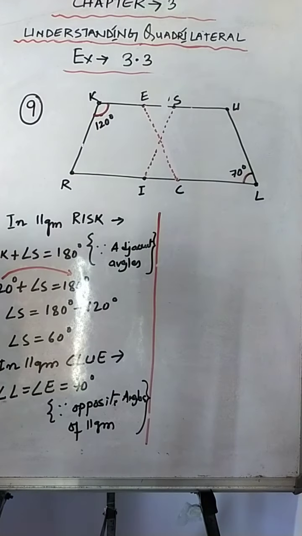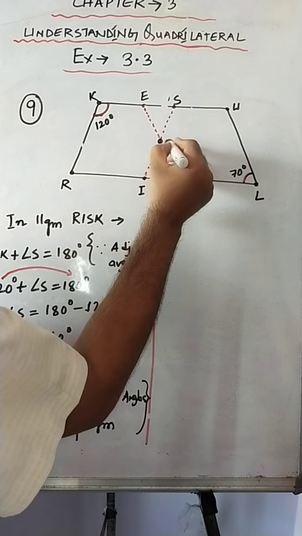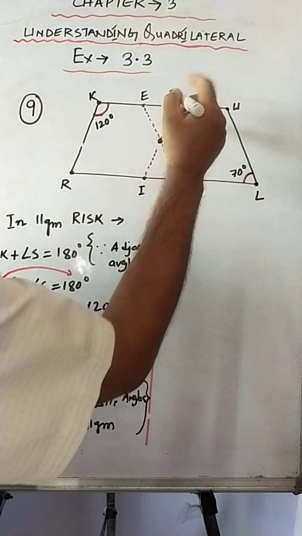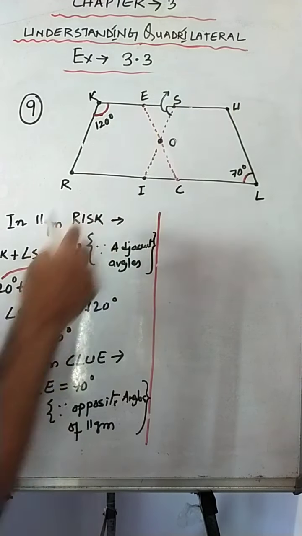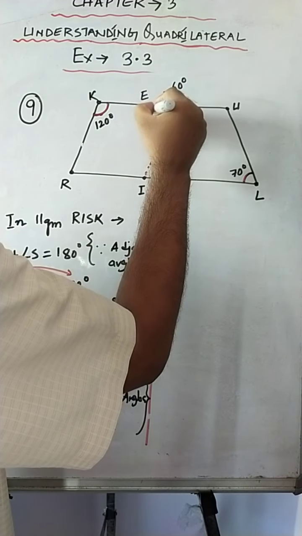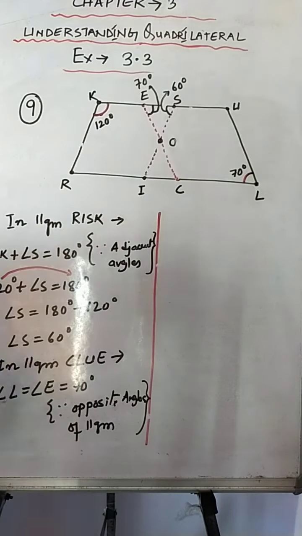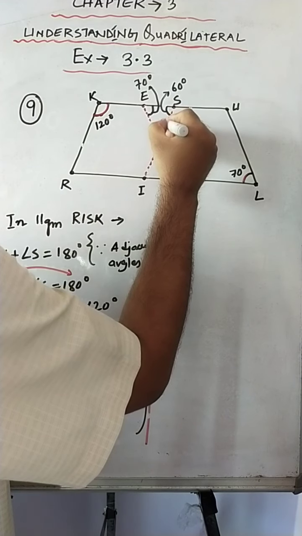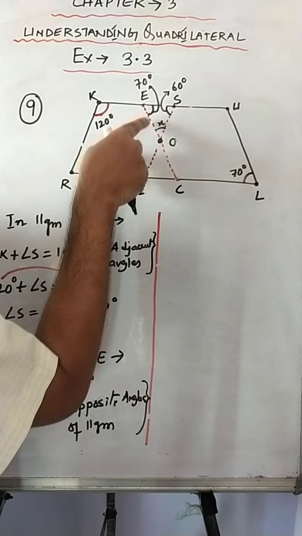Here. So this is our intersection point of these two lines. We'll consider this intersection point as O. It is not given in the book, but consider this point as O. Now what is the measure of this angle? Angle S is 60 degree. So we'll write 60 degree here. And what is the measure of this angle? 70 degree. So we'll write it here as 70 degree. And this angle we have to find out. And this measures X.